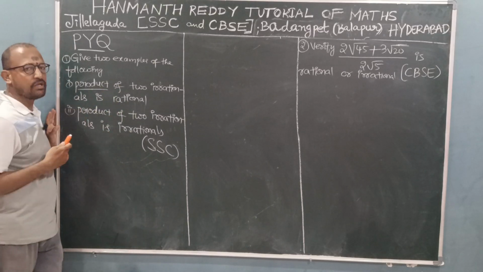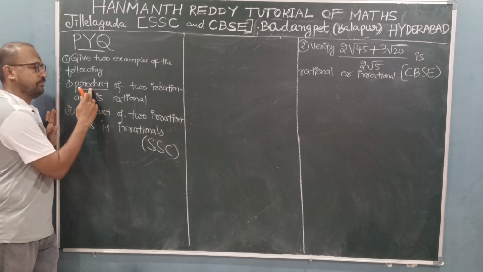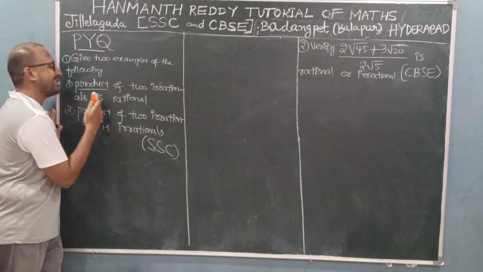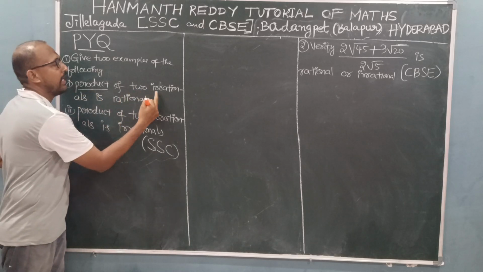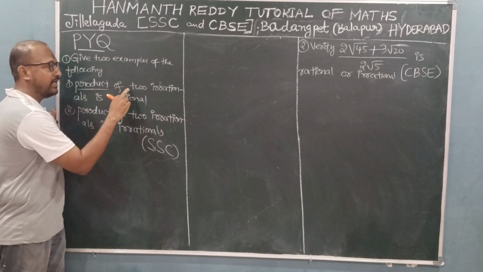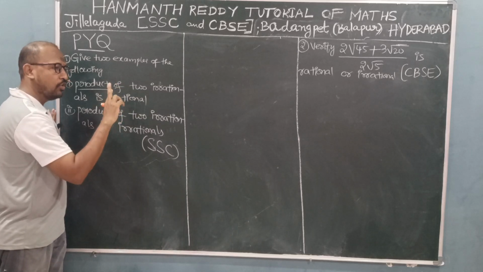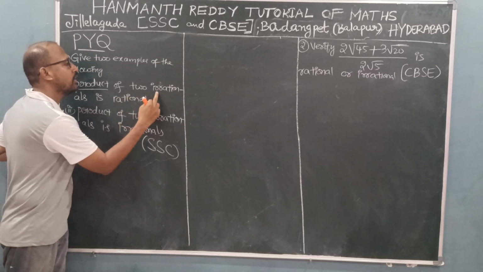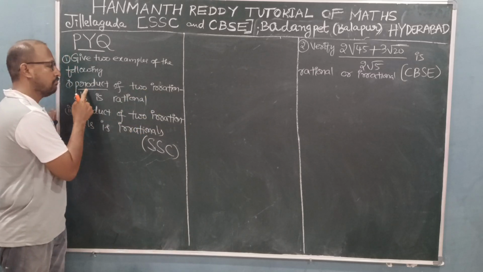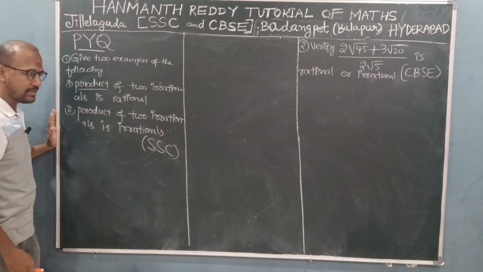Once again, the meaning of the question: product of two irrationals is rational means multiply any two irrational numbers. He didn't mention whether the two must be the same or different, so you can take them on your own. Take two irrational numbers, multiply them, and you should get a rational number.